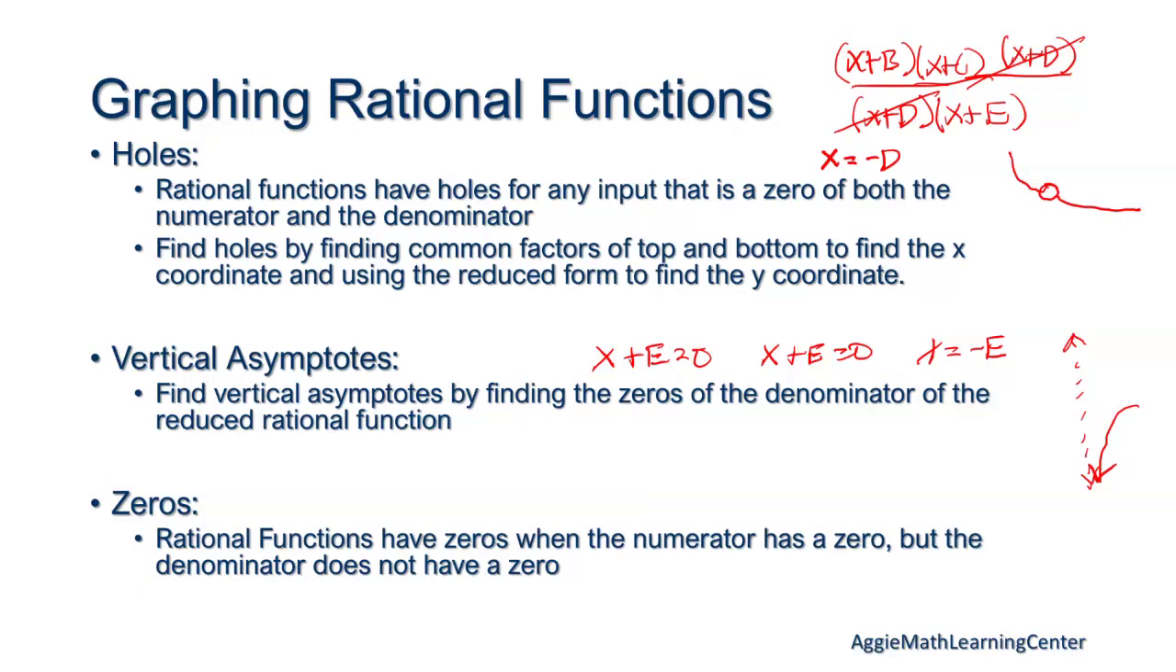The zeros, you focus only on the numerator. And so going back to this, you have x plus b is a factor. So you know that x is equal to negative b. And you have x plus c is a factor, so you know that x is equal to negative c. And so those would be your zeros. So you only focus on the numerator when you're looking at the zeros.